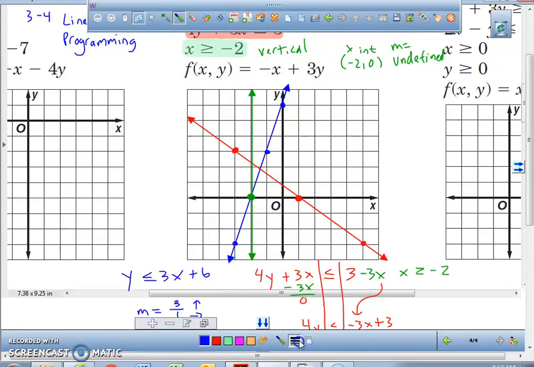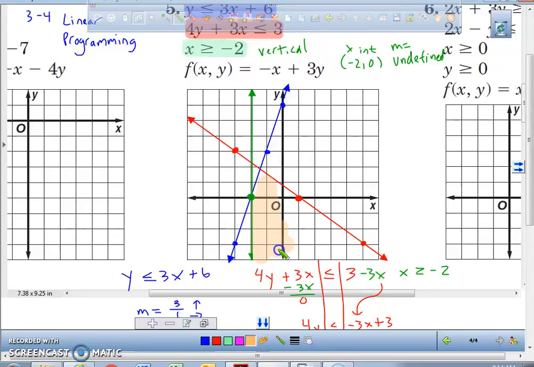I'm going to do a better job shading here. I'm going to shade everything inside. You guys see where the boundary was created? All right. This is my feasible region.